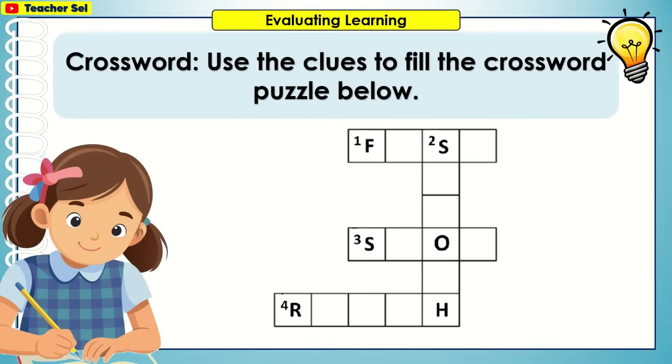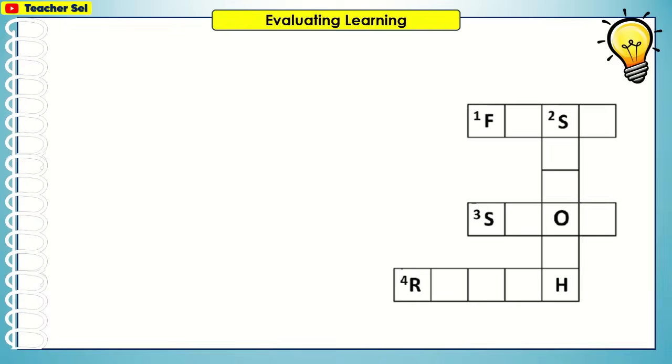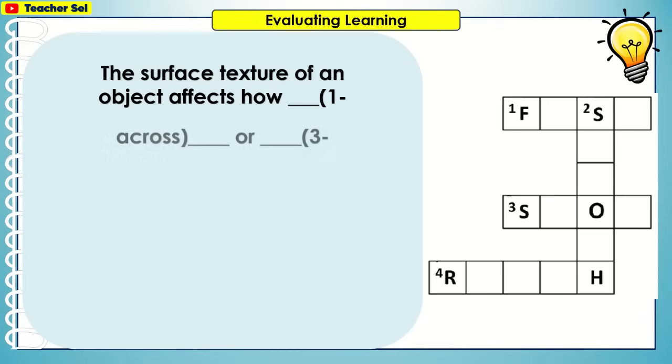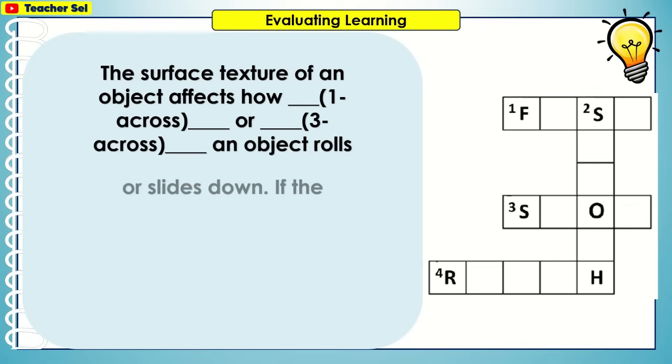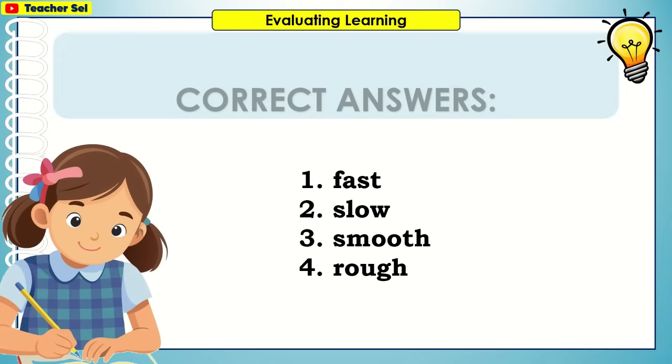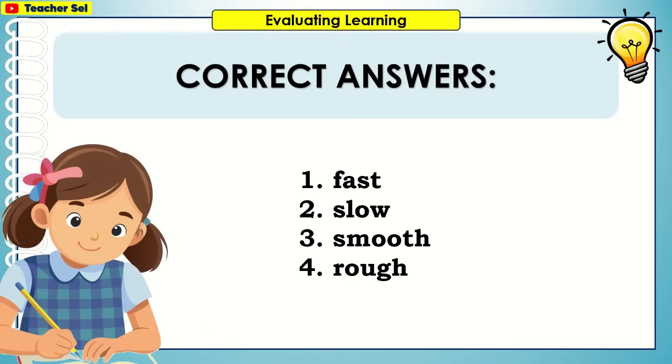Use the clues to fill the crossword puzzle below. The surface texture of an object affects how blank an object rolls or slides down. If the surface of an object is blank, it will slide easily. If the surface of an object is blank surface, like sandpaper, it slides slower than an object with a smooth surface. Here are the correct answers: fast, slow, smooth, rough.